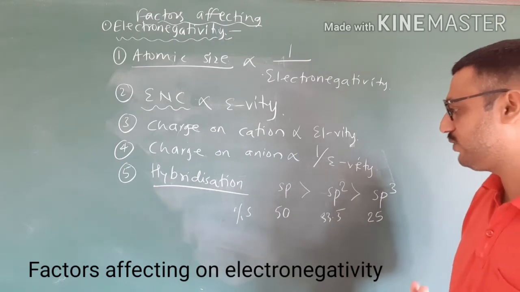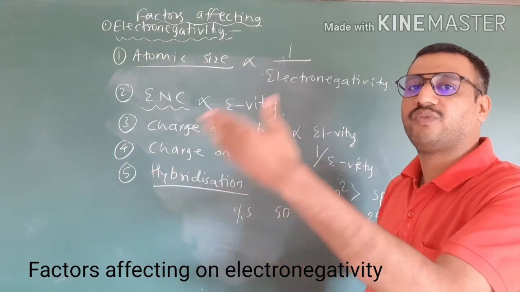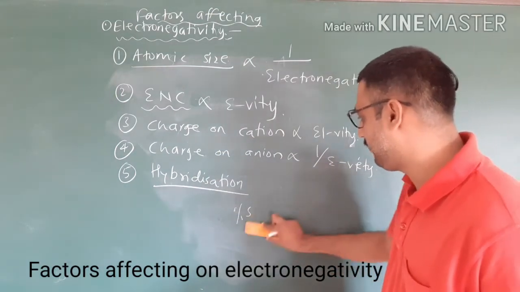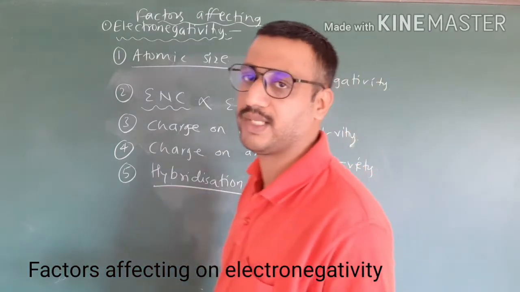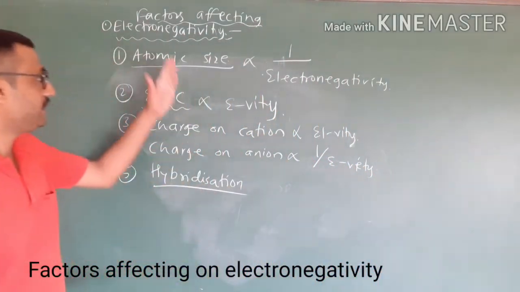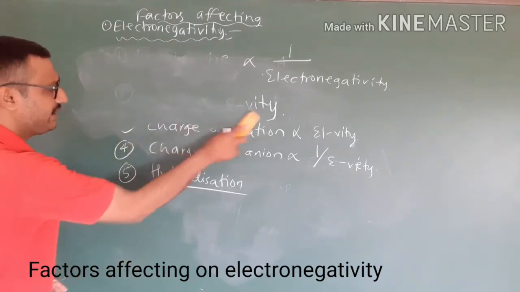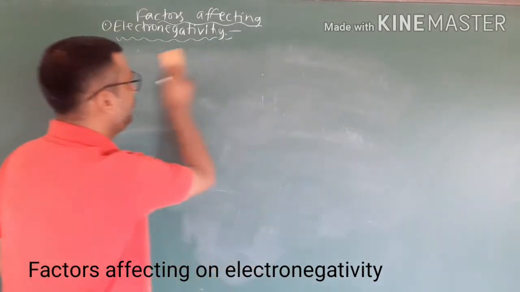So what should we conclude? The more the percentage of s character, the more will be the electronegativity value of the corresponding atom. If you didn't study hybrid orbitals, you will get the idea in chemical bonding. So this is about the factors affecting electronegativity. The general factors are the same ones I discussed earlier in electron affinity.